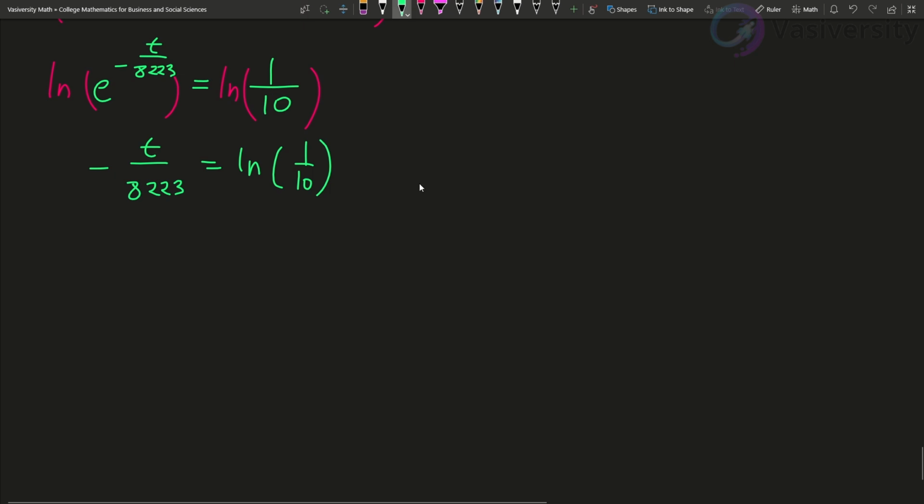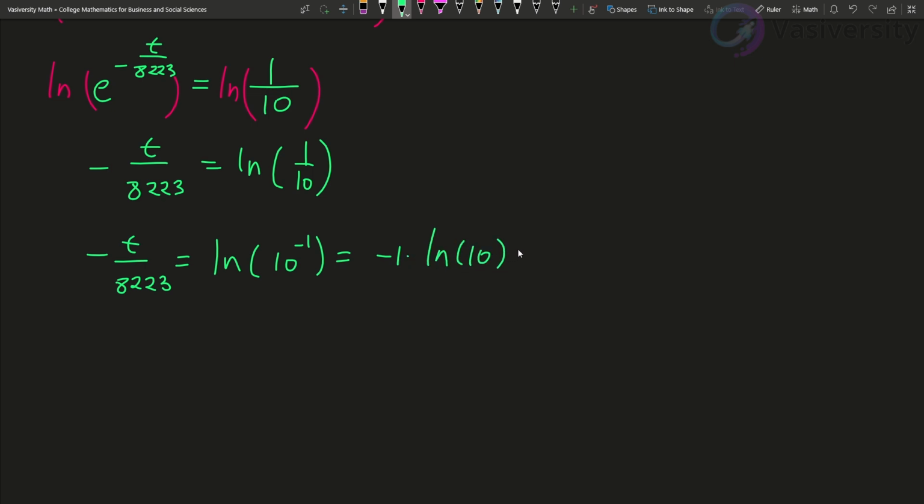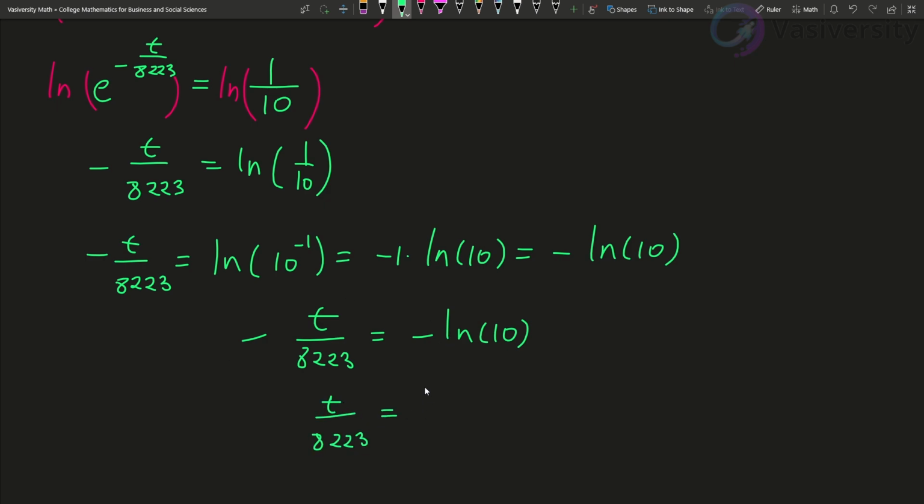All right, so let's remember the properties of logarithms. Negative t over 8,223 is equal to the natural logarithm of 10 to the negative 1, which is equal to negative 1 times the natural logarithm of 10, which is simply negative ln of 10. So negative t over 8,223 is equal to negative ln of 10. The negatives cancel out, so we have t over 8,223 is equal to the natural logarithm of 10. That means t is equal to 8,223 times ln of 10.